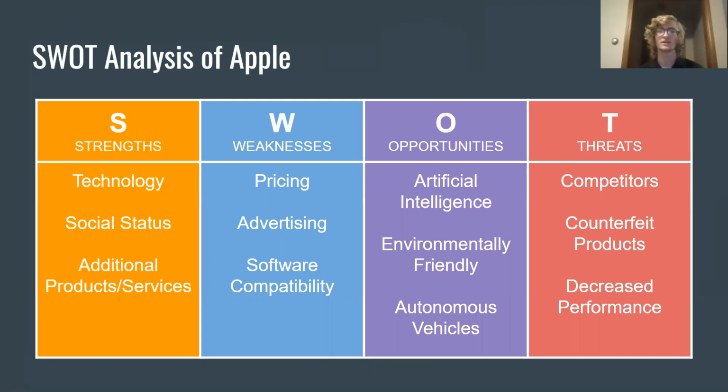Now for opportunities: artificial intelligence is an ever-growing market that has a lot of potential. Apple could be more environmentally friendly. They use a lot of rare earth materials, and their phones aren't the easiest to recycle. Then autonomous vehicles, that is again an ever-growing market. You have Tesla, you have GM who's coming out with their autonomous vehicles.